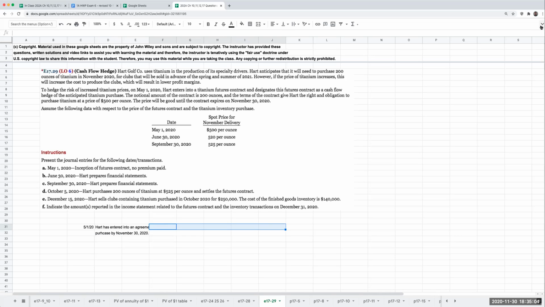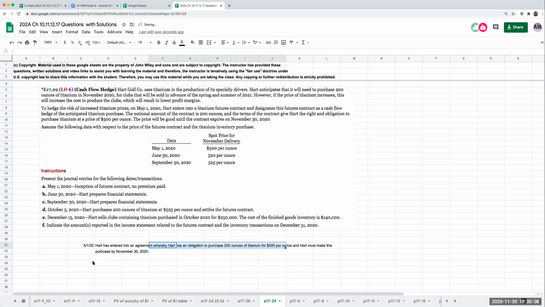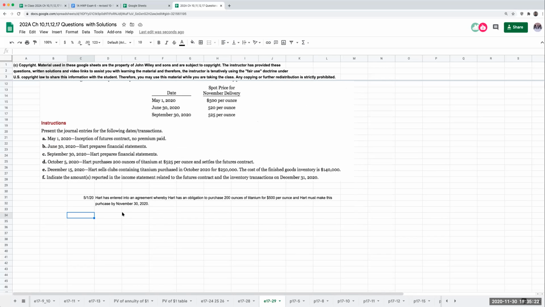You would have language something to that effect. And so this is what you would do on May 1st. Since there's no cash being paid out, it is what it is, right? So it's just a disclosure, but you want to make sure that the disclosure is robust enough that an investor reading the financial statements will understand what the obligations are.